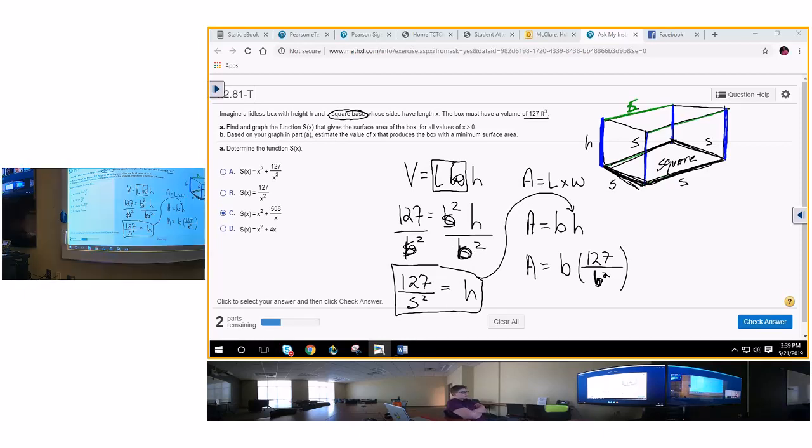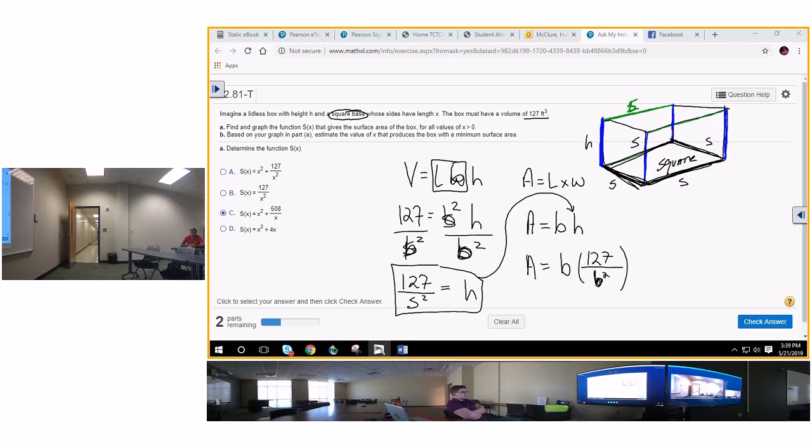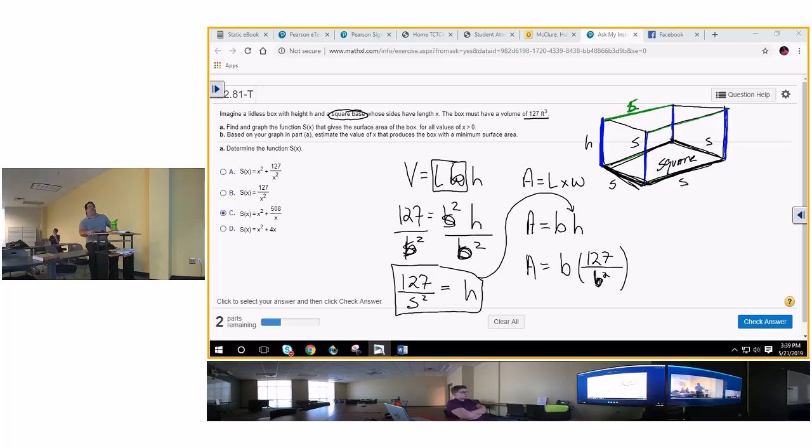And I think that's where that one's going. It says find the graph that gives the surface area of the box. That's where it's going, where I did A is equal to base times the height. And basically, you see that it's going to turn into, because how many heights are there? 4? What's 4 times 127? Should be 508.